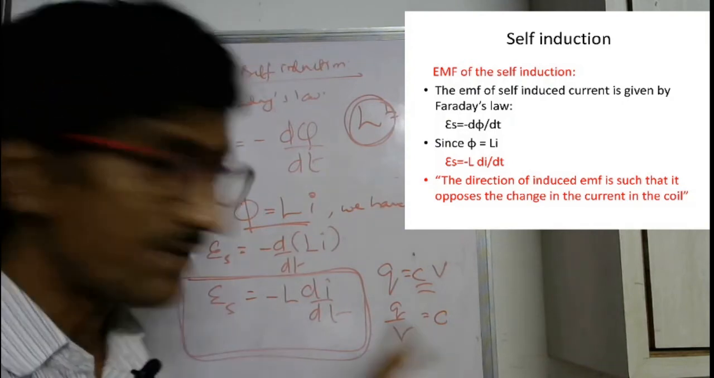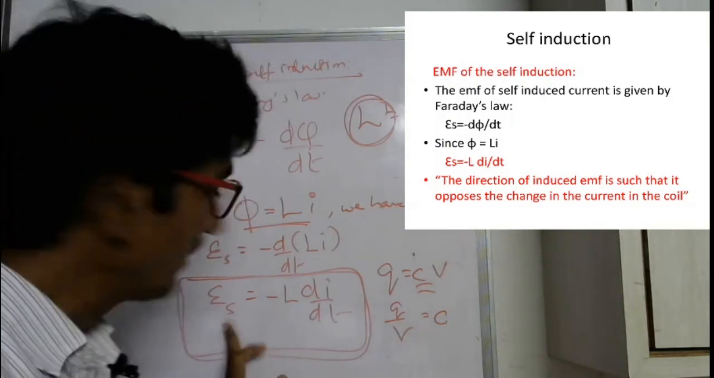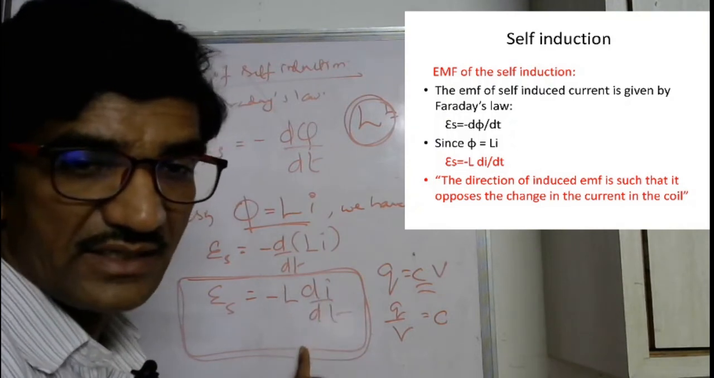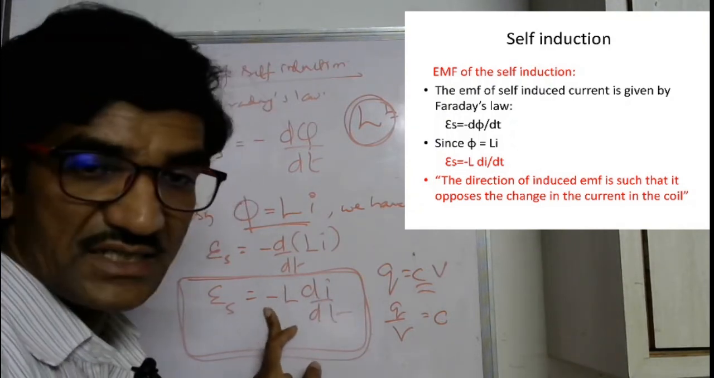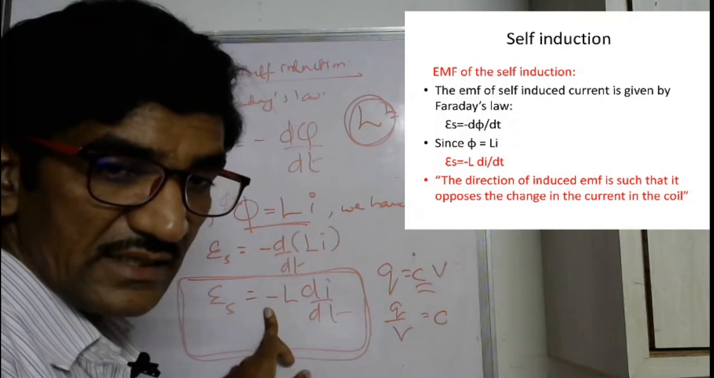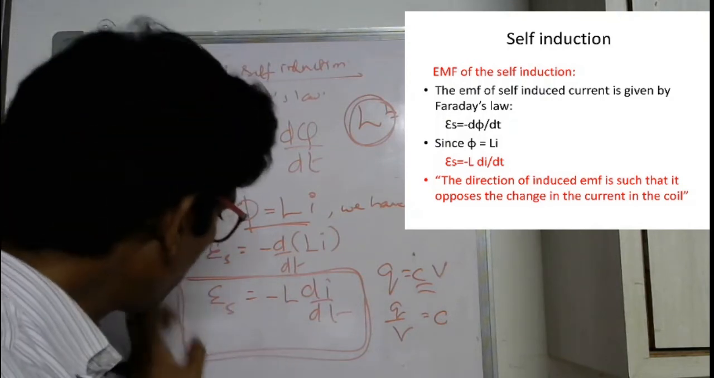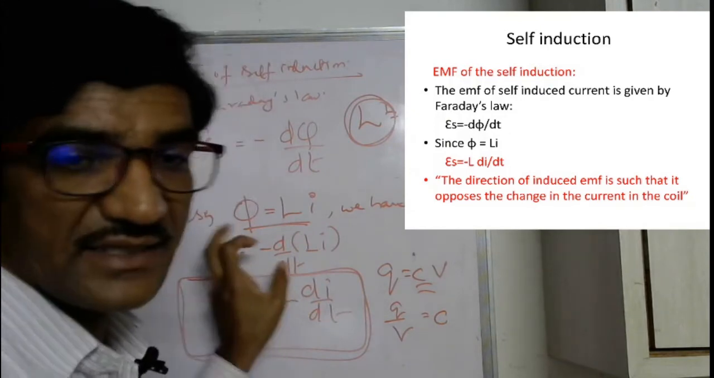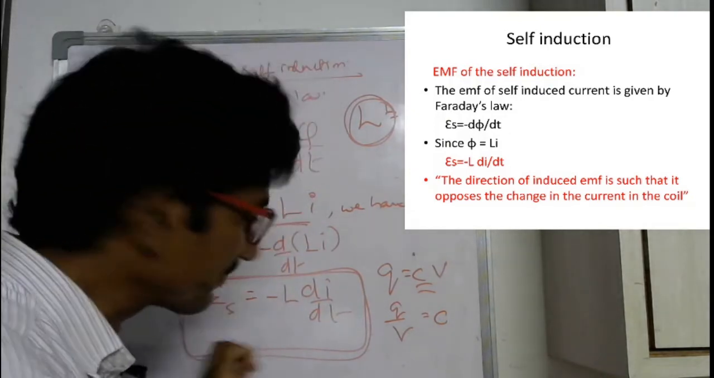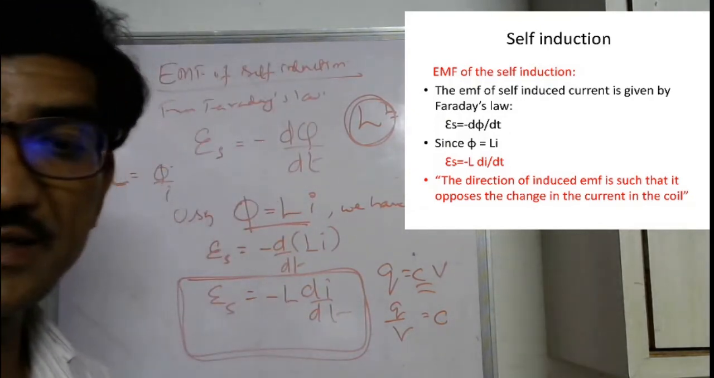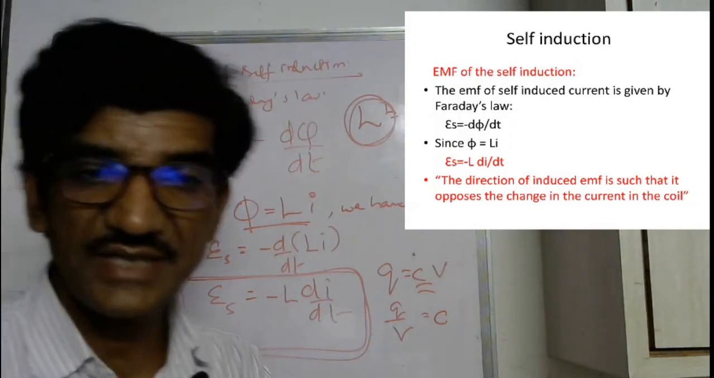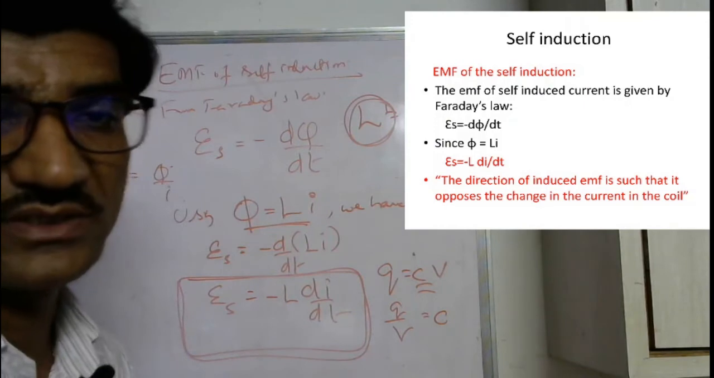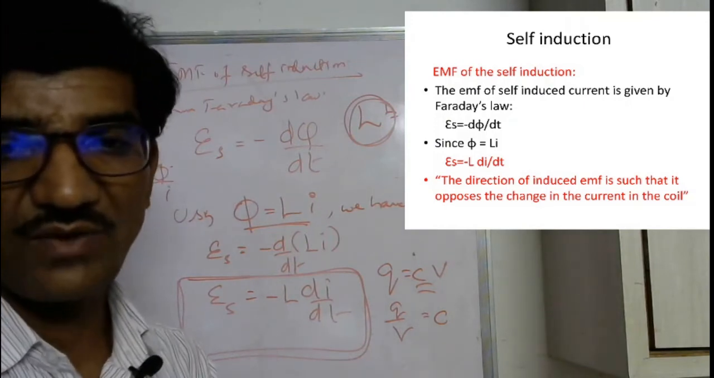Self-induced EMF, ES, is equal to minus L di by dt. We have to note this direction. The direction of this ES is such that it abates, it stops the di by dt. So it takes care of keeping the current constant over that wire.